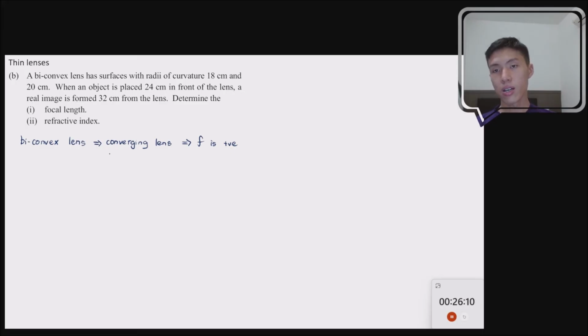Okay, then after that they say that it's biconvex, right? So if it's biconvex, this will be surface 1, this will be surface 2. For surface 1, the center of curvature is on the right hand side. For surface 2, your center of curvature will be on the left hand side. We usually place our object somewhere around here, right? So this will be our incident ray. Then because it's a lens, the light will get refracted to the other side.